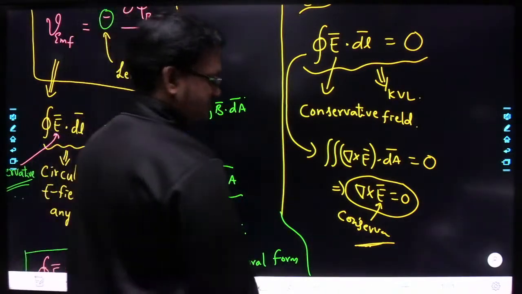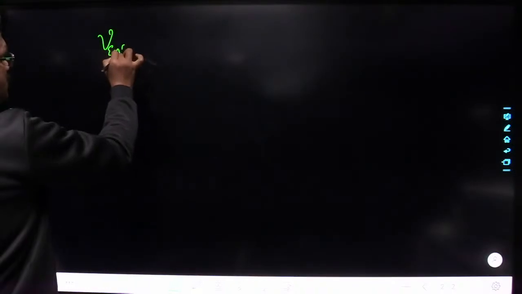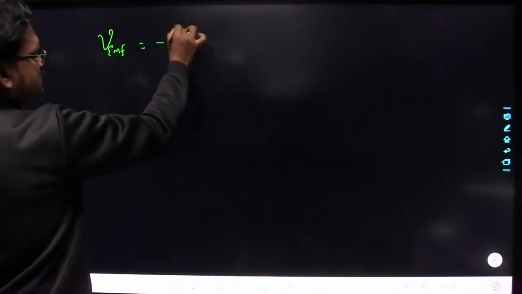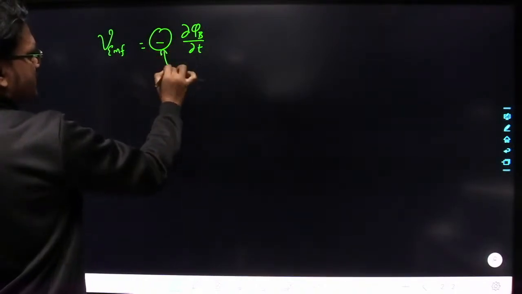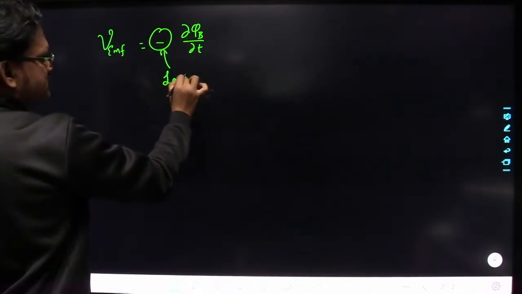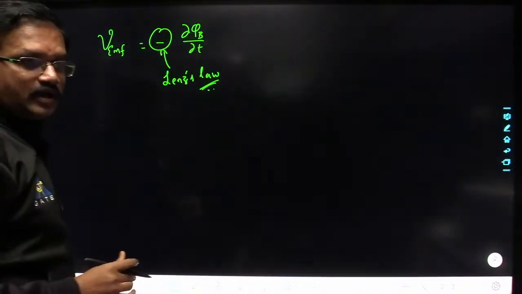So next, I have told that this minus sign here, that is V EMF is equal to minus of what? Minus of dou phi b by dou t. So I said that this minus sign is because of what? Because of Lenz's law, right? So I have explained what you mean by Lenz's law.